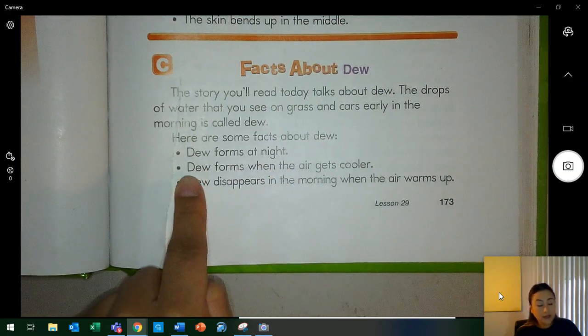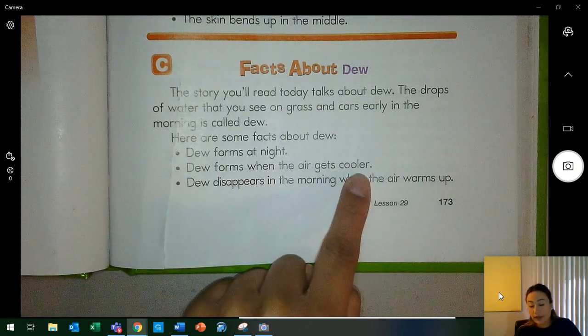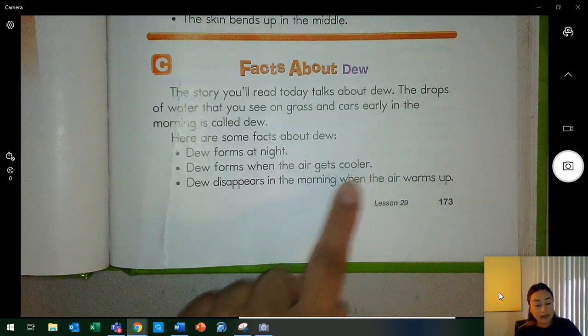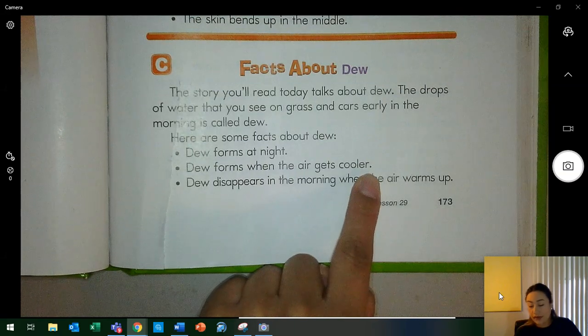Next one, get ready. Dew forms when the air gets cooler. Stop right there. Everybody listen to that fact again. Get ready. Dew forms when the air gets cooler. Say that fact. Get ready. Yes, dew forms when the air gets cooler.